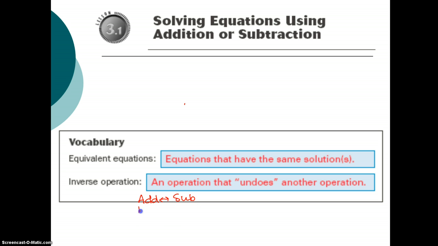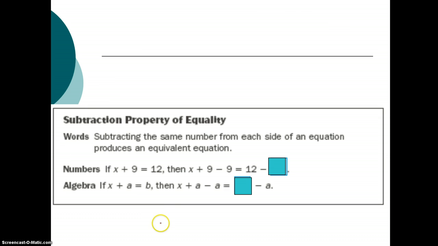The inverse operation of multiplication is division, and the inverse operation of division is multiplication. The subtraction property of equality says that if I subtract the same number from each side of an equation, it produces an equivalent equation. If you look in our example, you have x plus 9 equals 12.